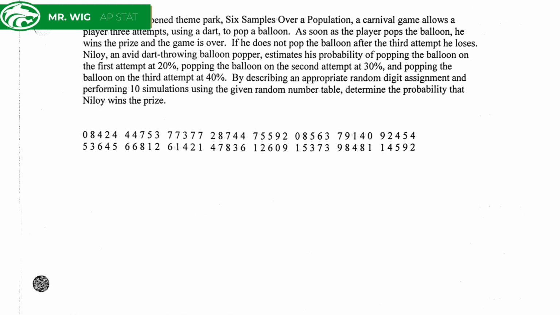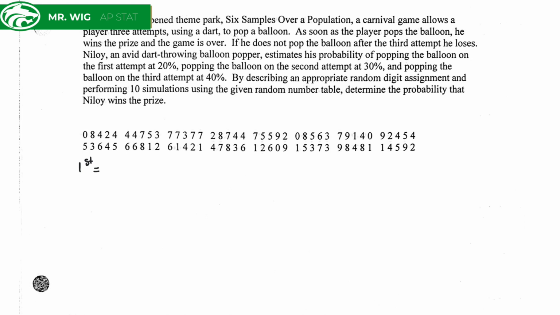In order to do question 12, I have to, first of all, set up my number scheme. So we're going to set that up and just go from there. We know that there are 3 darts and that the probability of popping the balloon for each dart changes from 20% to 30% to 40%. Because that probability changes, I'm going to have to set up 3 different number schemes.